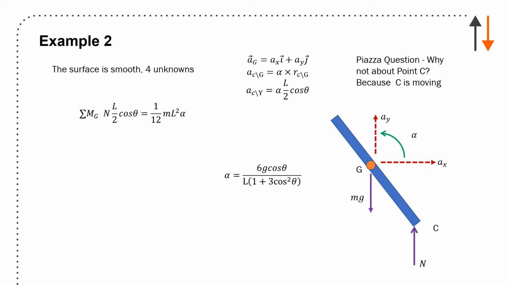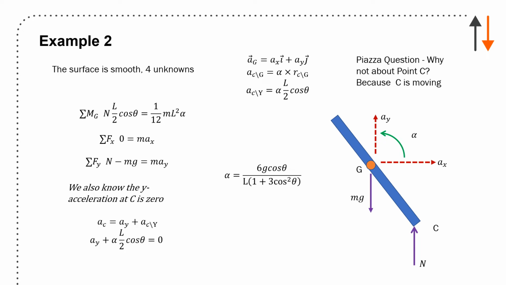I gave you the answer before I did the problem, but the sum of moments about G is L over 2 cos theta equals 1/12 m L squared. So now we're going to go about the center of mass. Same free body diagram, but I'm going to have 4 unknowns out of this. The sum of forces in the x direction is equal to 0, mass times acceleration x is 0. The sum of forces in y is just N minus mg, and mass times acceleration y.